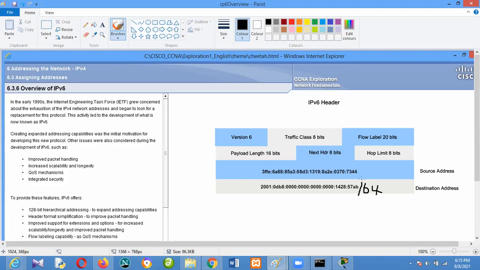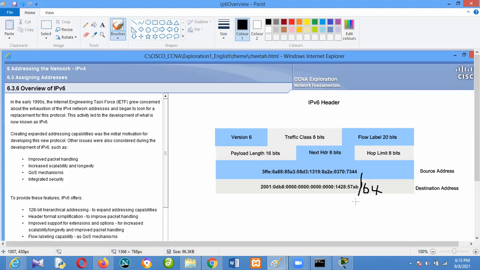Though there is no subnet in IP6 per se, but kind of, there is somehow subnetting, but I will not go deep into that for now. Then, in IP6, as you can see, its prefix length is 64.